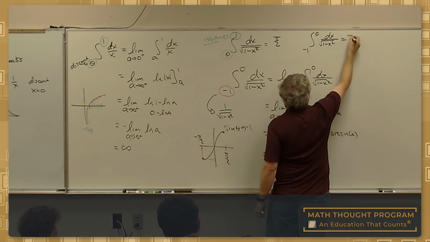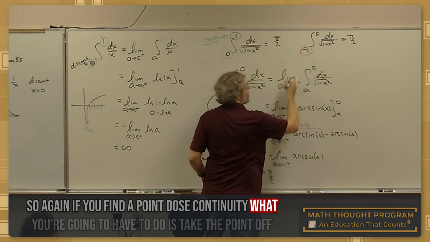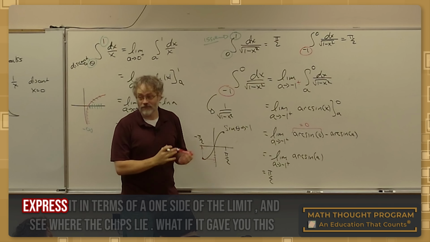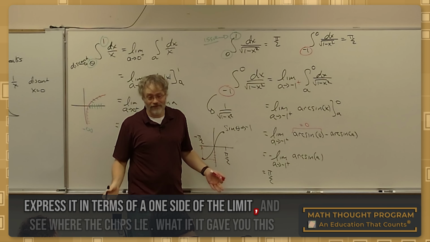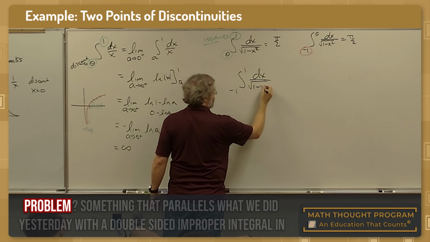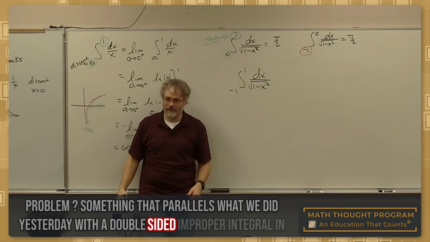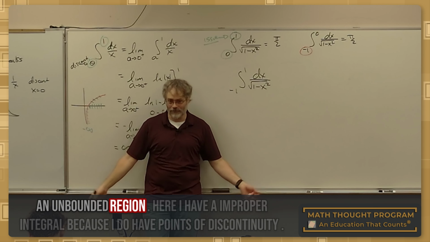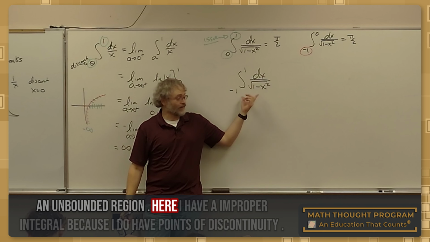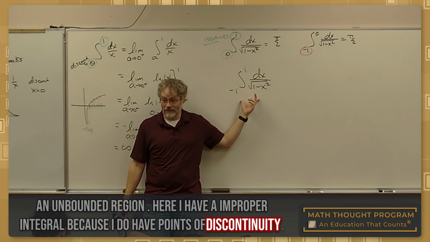It's amazing. So again, if you find a point of discontinuity, what you're going to have to do is take the point off, express it in terms of one side of the limit, and see where the chips lie. What if I gave you this problem? Something that parallels what we did yesterday with a double-sided improper integral in an unbounded region. Here, I have an improper integral because I do have points of discontinuity.